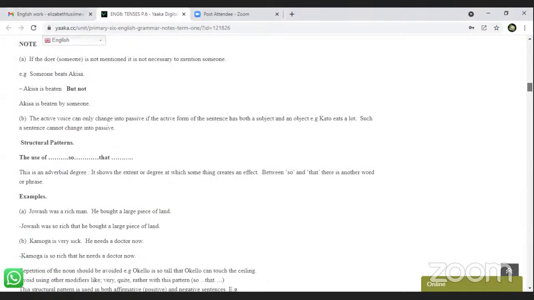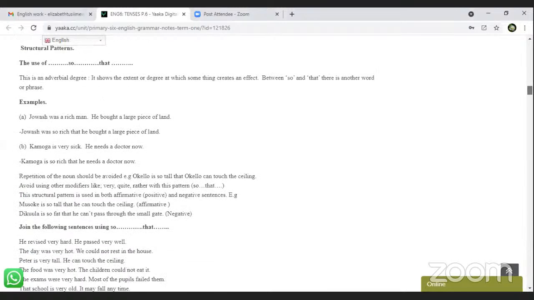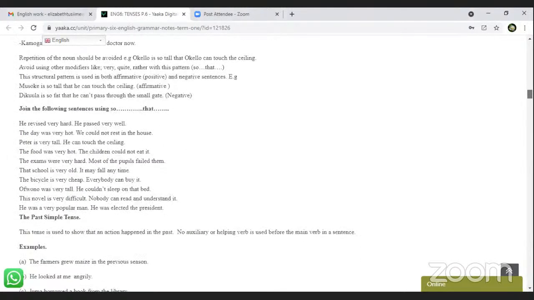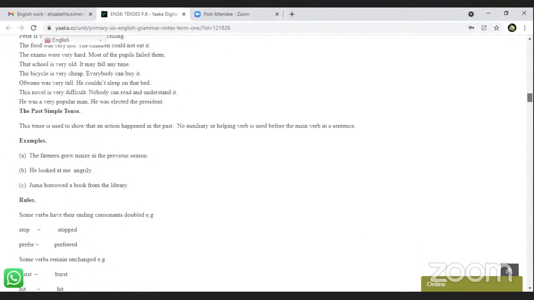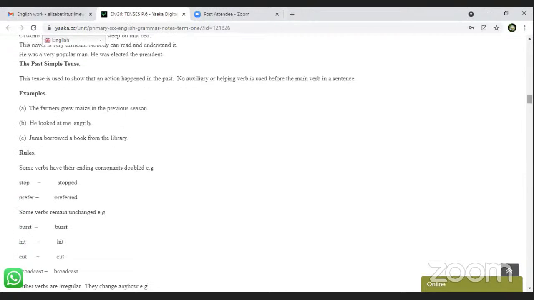There are several numbers. Then we get to the past tense. Scroll. Yes, the past tense is used to show that an action happened in the past. No auxiliary or helping verb is used before the main verb in a sentence. So the past tense does not take any helping verb.